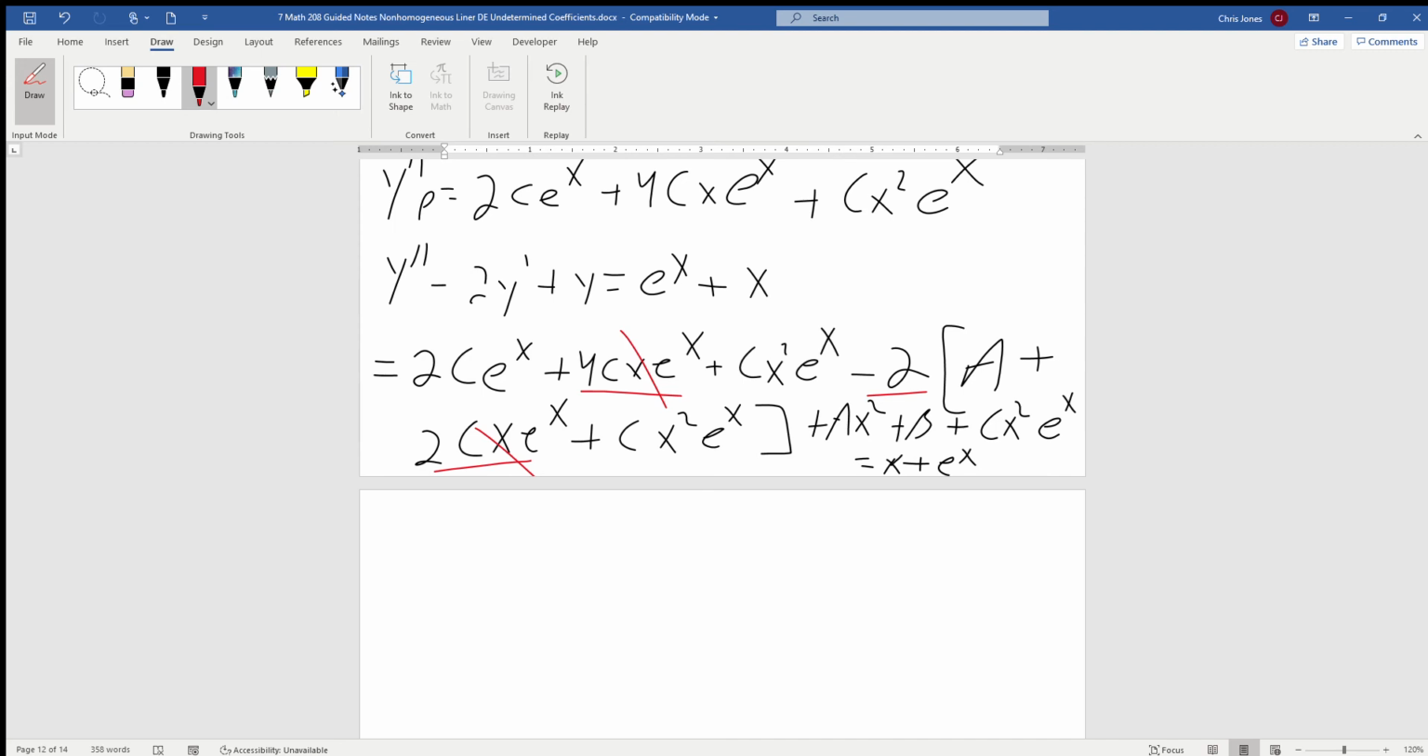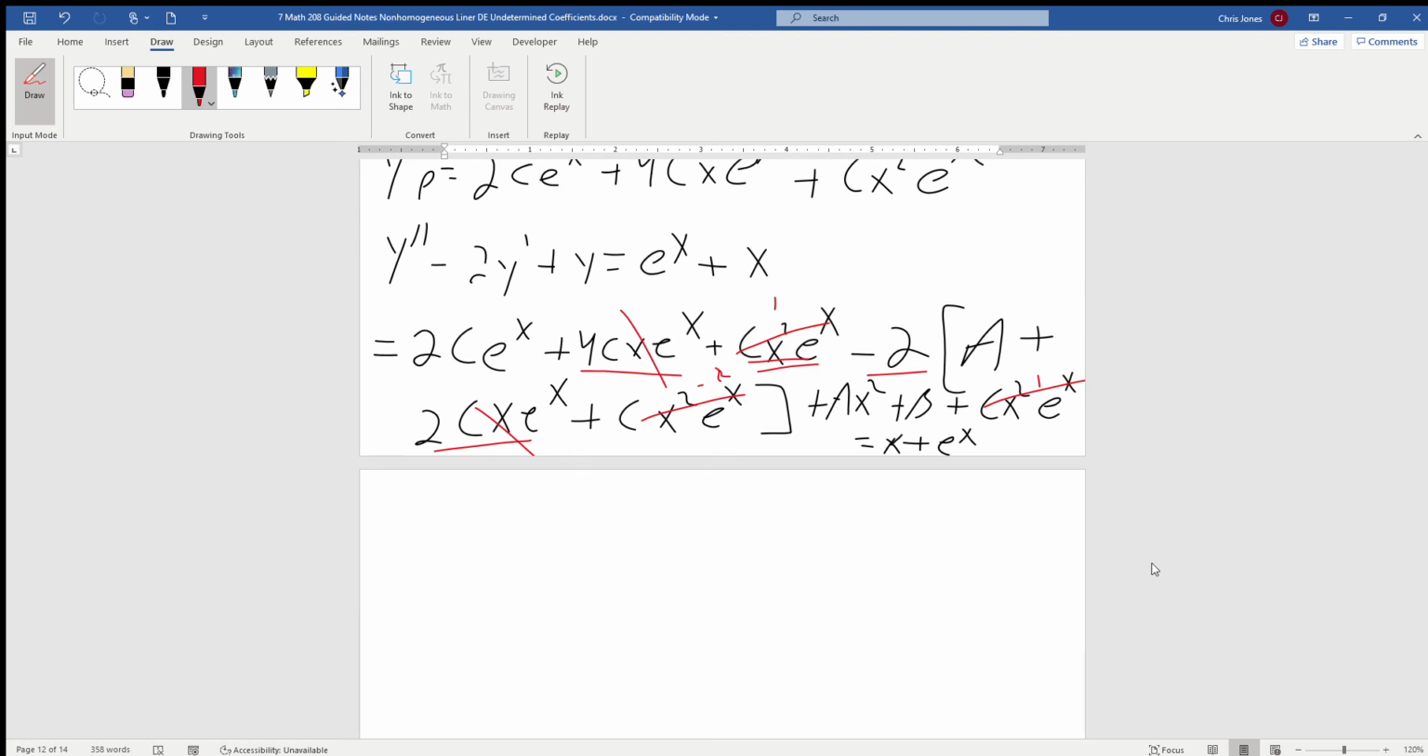Next, I want to focus on anything that contains x squared e to the x. So I have one of those x squared e to the x's. I have negative 2 of those. And then I have another one of those from the cx squared e to the x. 1 minus 2 plus 1, they all go away. All right, so that's really good news.